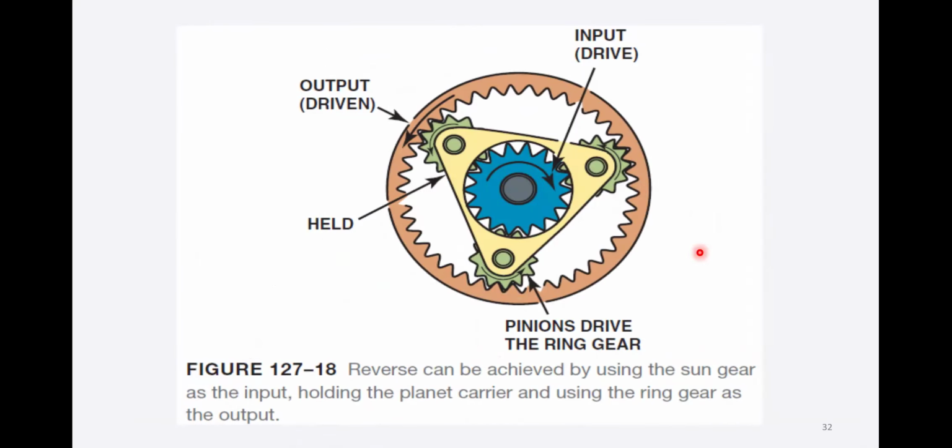Now let's see another case. Here we are giving the input to the sun, we are holding the planet carrier, and we are getting the output from the ring gear. So reverse can be achieved by using the sun gear as the input, holding the planet carrier, and using the ring gear as the output. In this type of arrangement, we get the reverse movement. When we are giving input to the sun, holding the pinion or planet carrier, and taking the output from the ring gear, then we have a reverse flow.